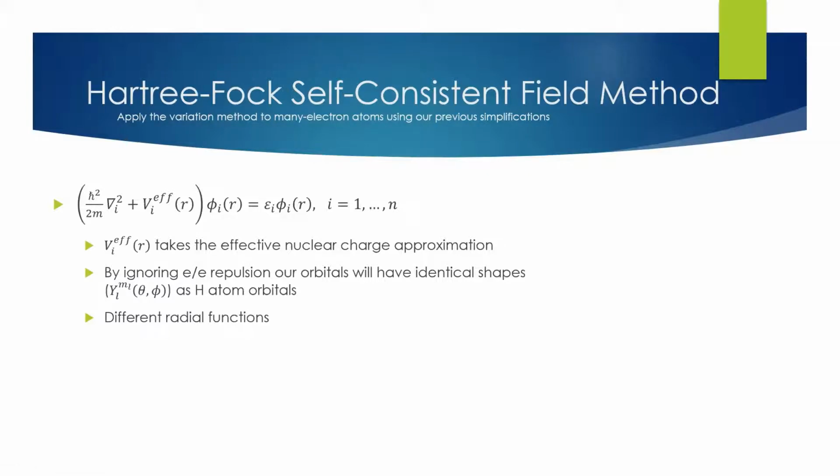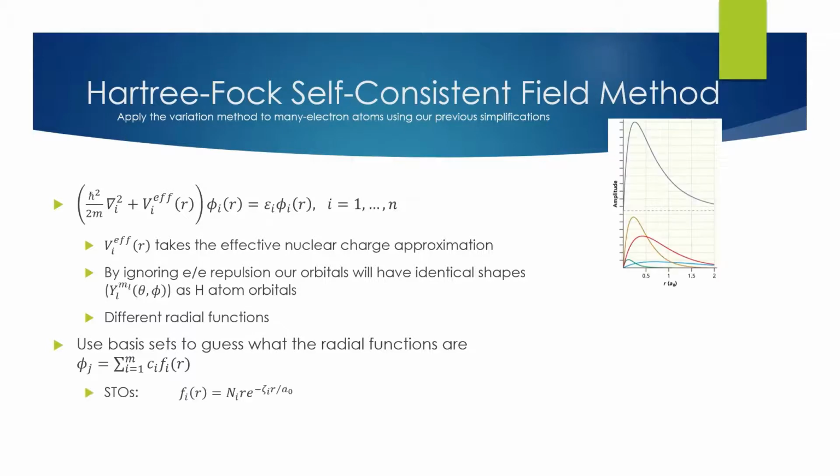Now, we still have the problem that we don't know what these functions should be. We don't know what our radial functions should look like. And so, just like we saw for the particle in the box model a couple slides ago, we have to come up with a good guess. So what is the guess for our wave function? What actually happens is that our guess is actually multiple functions, and we'll see why in a second. A naive guess would be to use STOs, which stands for Slater type orbitals.